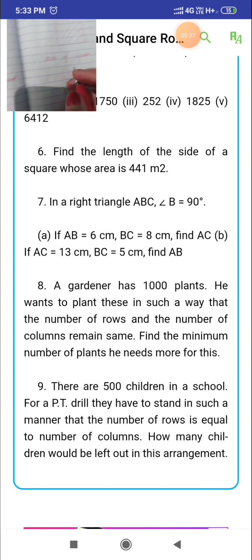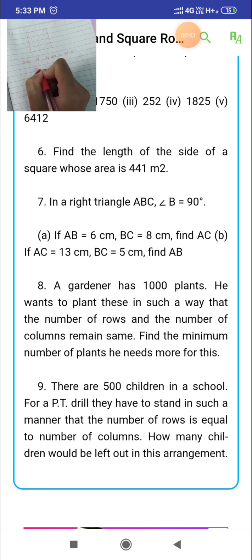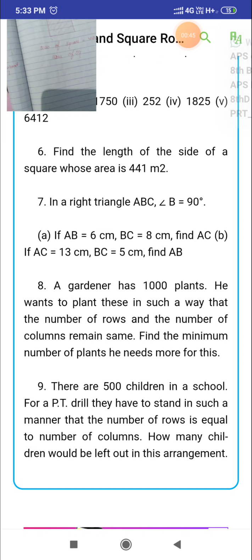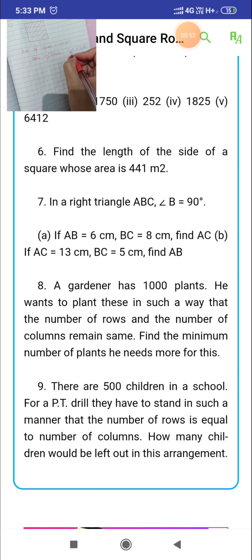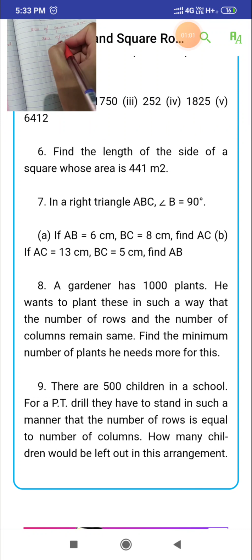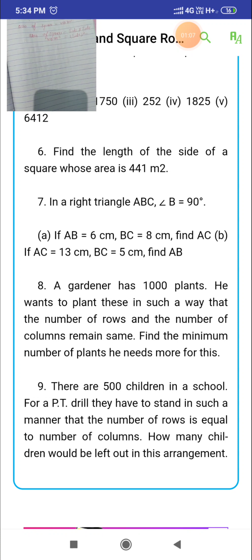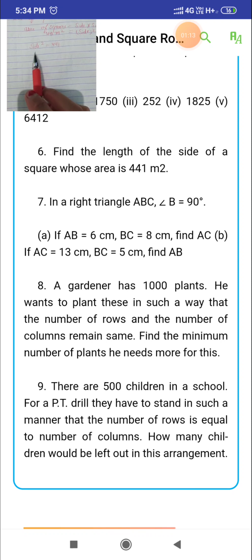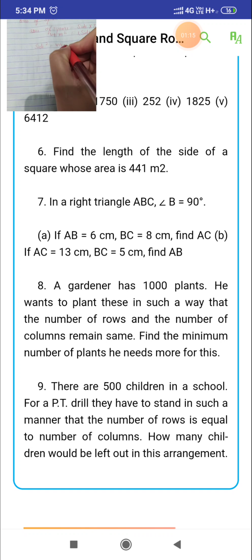As we all know, area of square is side into side. Area of square is equal to side multiplied by side. We also know that side multiplied by side is side square. And it is given in the question that the area of square is 441 meter square. So students, we have side square is equal to 441 meter square.